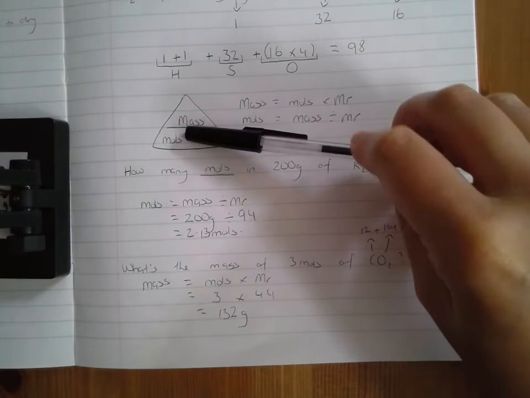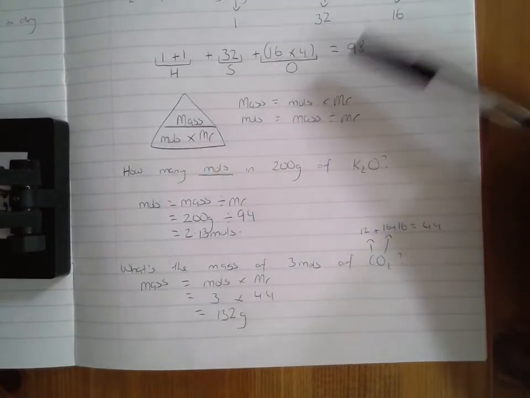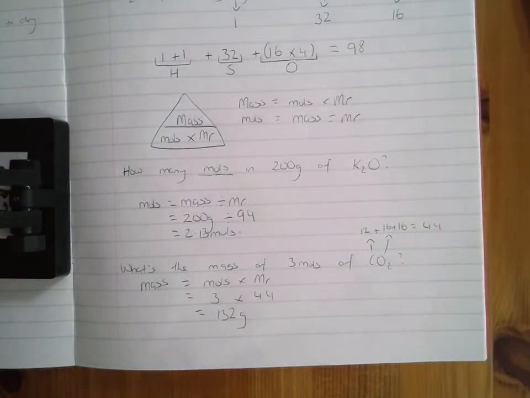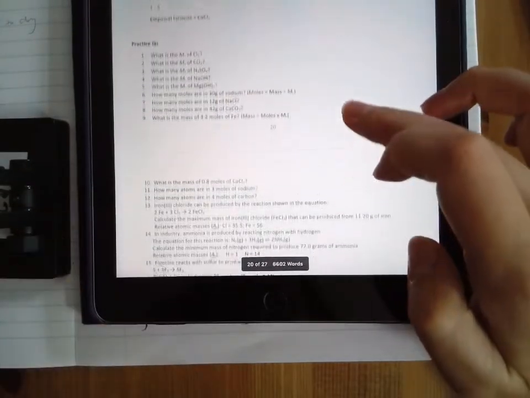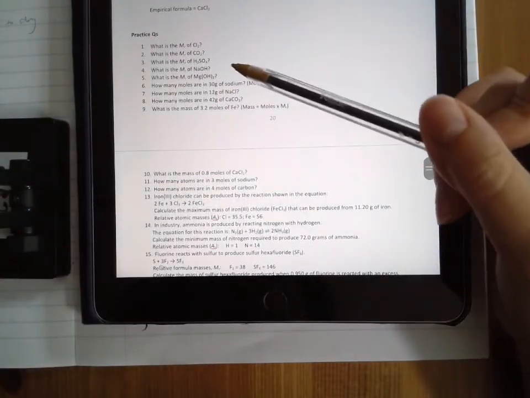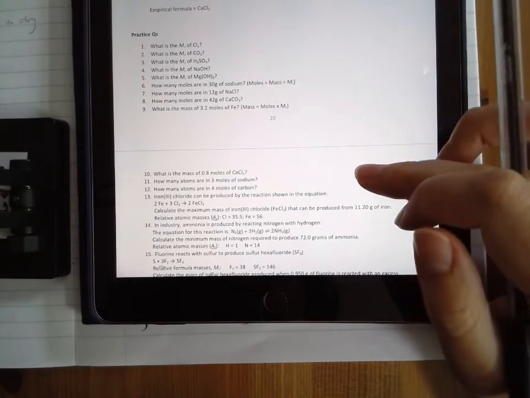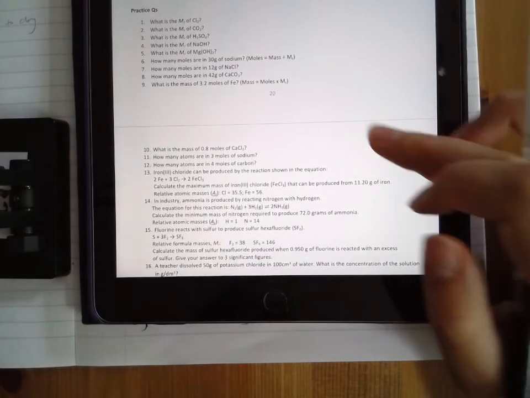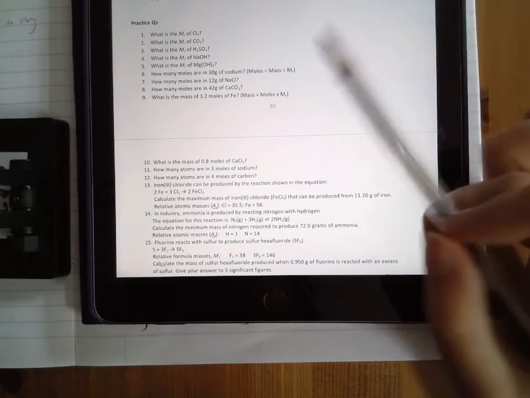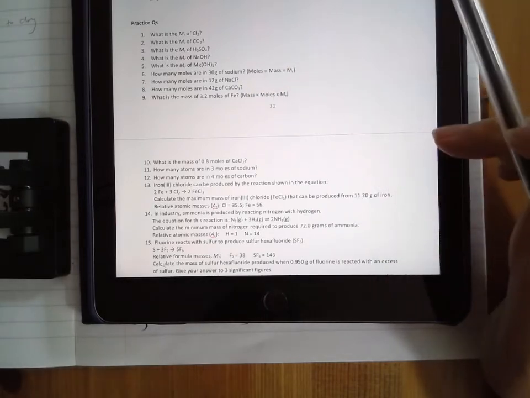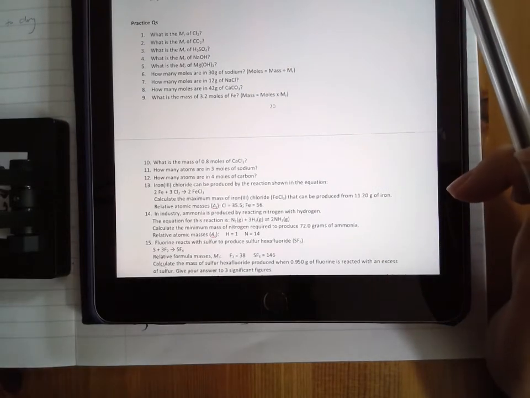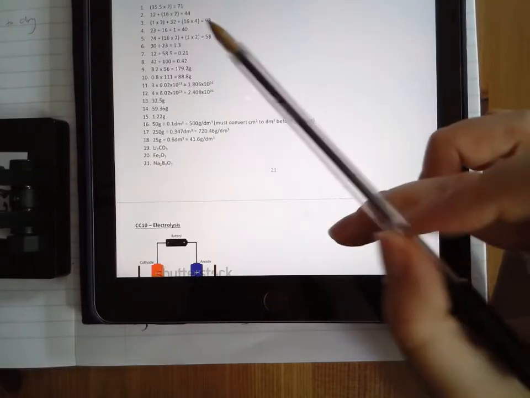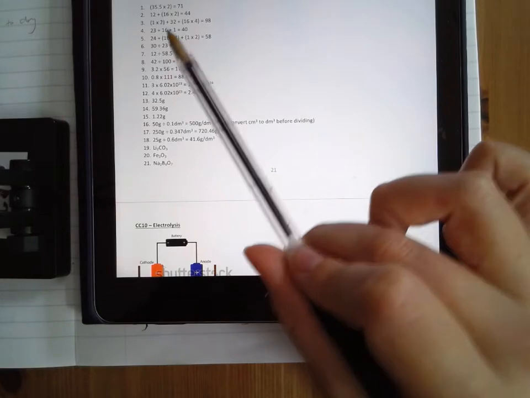Okay, so this is the triangle you need to know. These are the 2 equations you need from that triangle. And I want you to just practice doing those little calculations. Do questions 6 to 10, press pause, do the questions, and then press play. Okay, so again, I have included the answers for you here, so you can just check them.